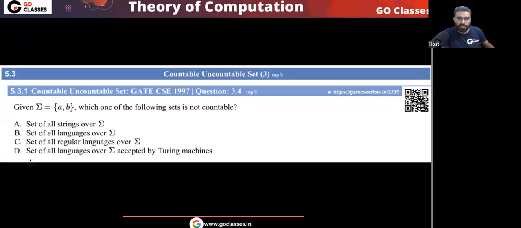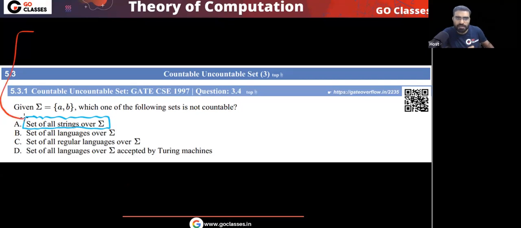So very easily, you can see this is your question, and I hope you understood everything in it. You understood that the set of all strings over sigma will be countable. Please tell me one thing. When I say the set of all strings, am I including infinite length strings? No. Because by default, string means finite length strings.